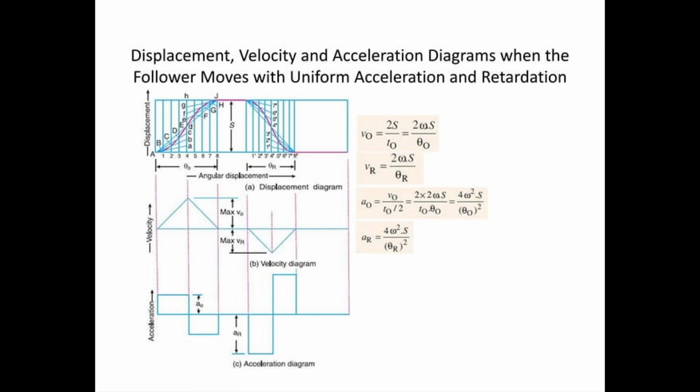Similarly, we draw this diagram. First you can see the outstroke, and the second area is called dwell. This is the return stroke, and again this will be a dwell, etc. Okay, so we can get it as a parabola.